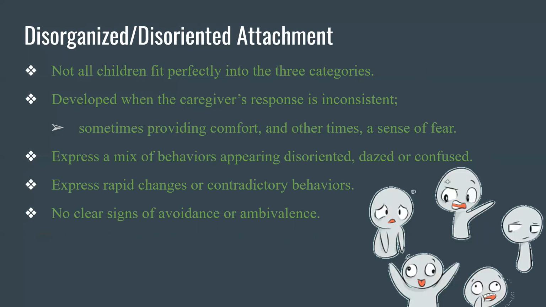Ainsworth noticed that not all children fit perfectly into these 3 categories. Disorganized, disoriented attachment style is generally developed when the caregiver's response is inconsistent, sometimes providing a sense of comfort and others a sense of fear. Children with this attachment style will express mixed behaviors, appearing disoriented, dazed, or even confused, sometimes expressing rapid changes or contradictory behaviors. Studies often found children to express body language suggesting stress, but no clear signs of avoidance or ambivalence.